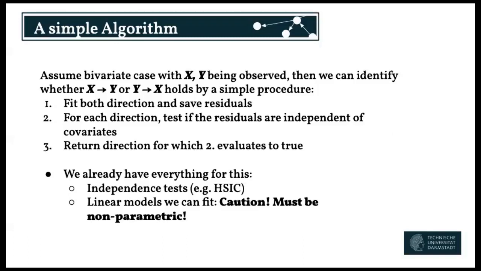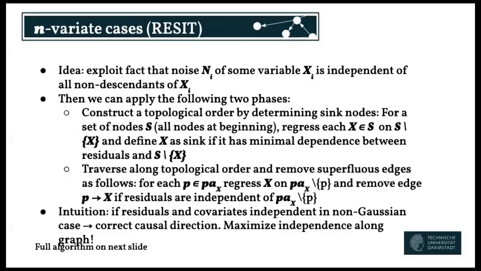However, there's one thing that you should also keep in mind here. If you do this fitting, you should use a non-parametric model, because if you use a model with Gaussian noise assumptions, which is pretty common with linear models, right, then this is most likely a bad idea, because you have this assumption, and I think this wouldn't work anymore. Can we extend this from bivariate cases to n-variate cases? Turns out, yes, we can.